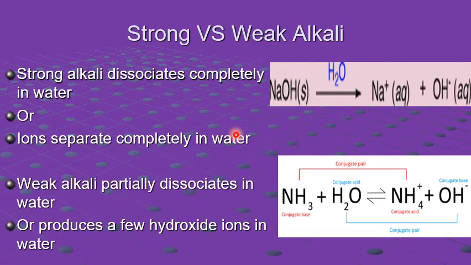Now the weak ones only partially dissociate in water. Let's look at ammonia. So this is ammonia. When we put it in water, we have the hydroxide ion, but then we also have this. We still have the nitrogen and the hydrogen tightly bonded together. So this is why it is a very weak base.